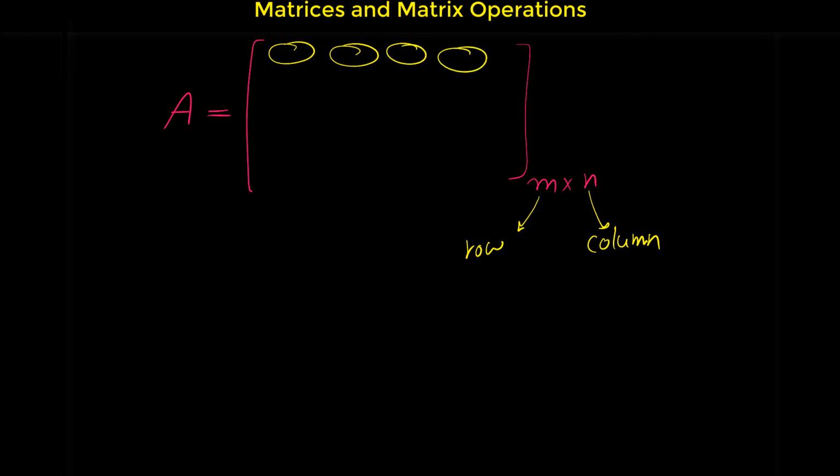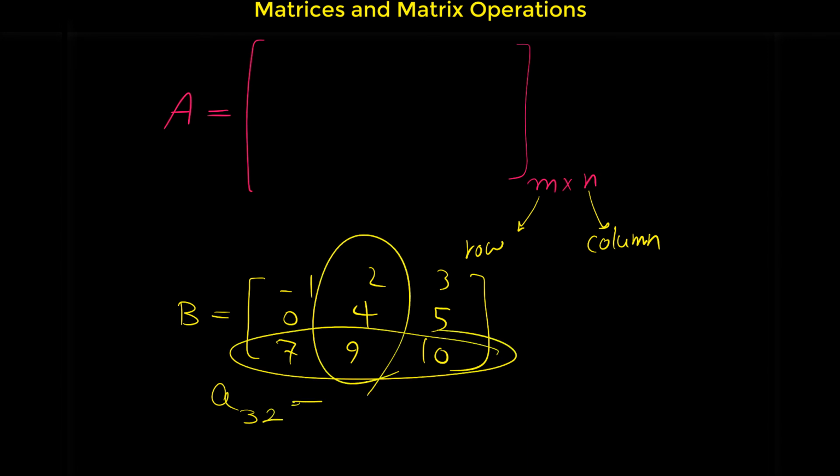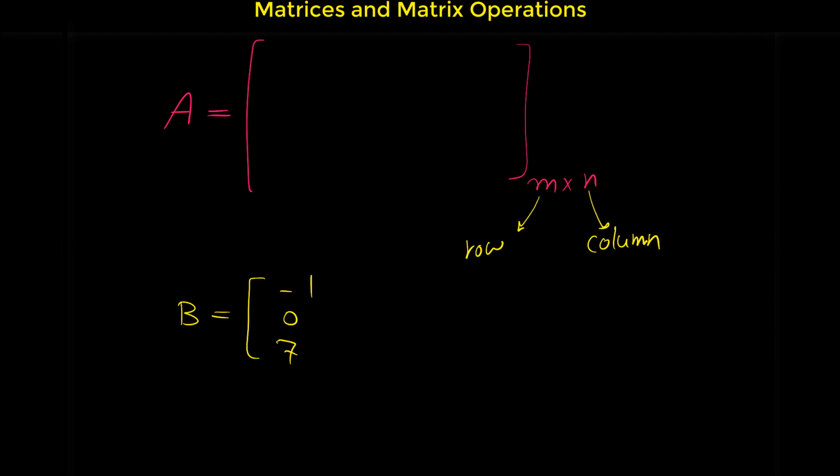The numbers of this matrix are the elements or entries of that matrix. And we know that every element has an address. For example, consider this matrix: -1, 2, 3, 0, 4, 5, 7, 9, 10. What is the element in the third row, second column? Third row, second column is 9. So as you can see, every element has its unique address. So easily we can locate and find the elements.